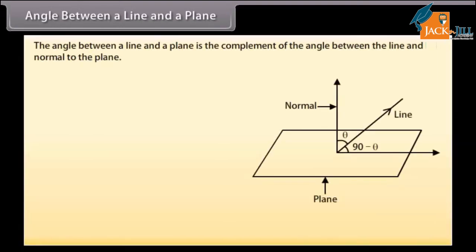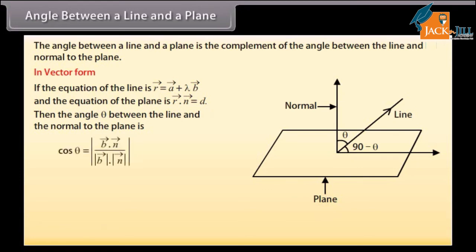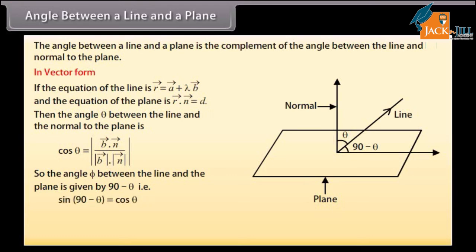Angle between a line and a plane. The angle between a line and a plane is the complement of the angle between the line and normal to the plane. In vector form, if the equation of the line is vector r equals vector a plus lambda vector b, and the equation of the plane is dot product of vector r and vector n equals d, then the angle theta between the line and the normal to the plane is given by cos theta. So the angle phi between the line and the plane is given by 90 minus theta, that is, sin of 90 minus theta equals cos theta.